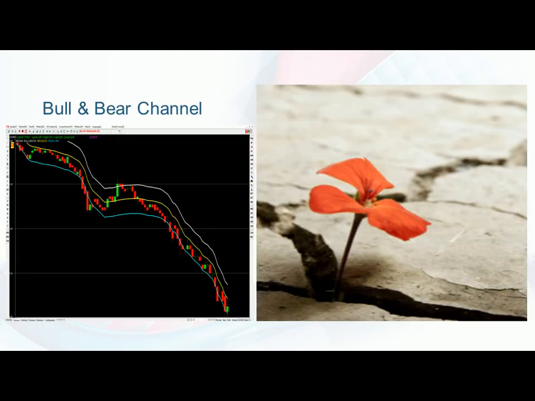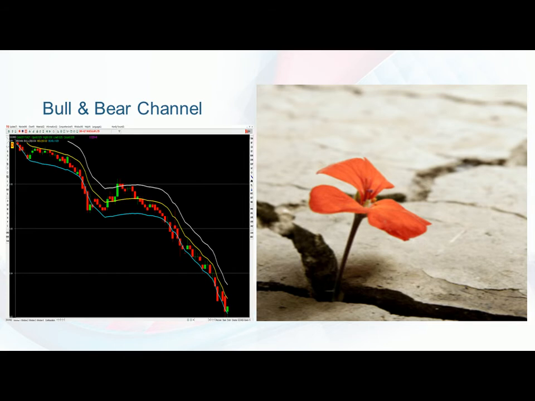Okay, so let's see this one. This is the bull and the bear channel. So we can see the white line, the yellow line, and the light blue line. We call it the blue line. Okay. So if you see the three lines go down, this is the downtrend. Three lines flat, sideways. Okay.